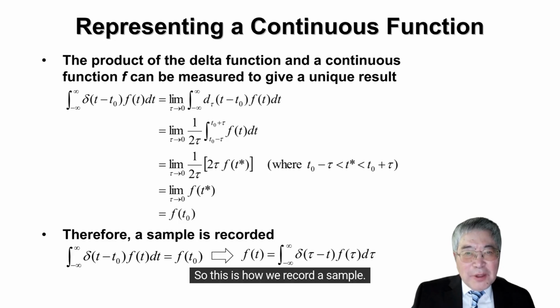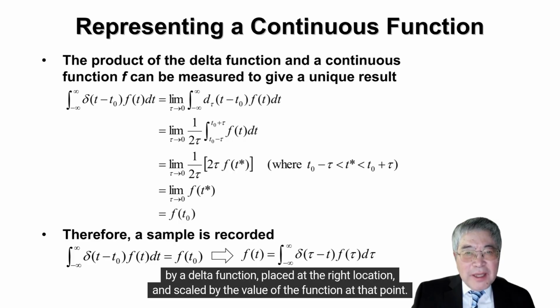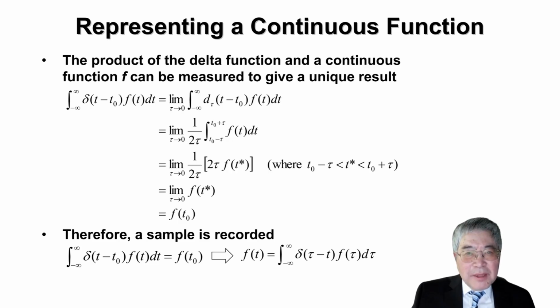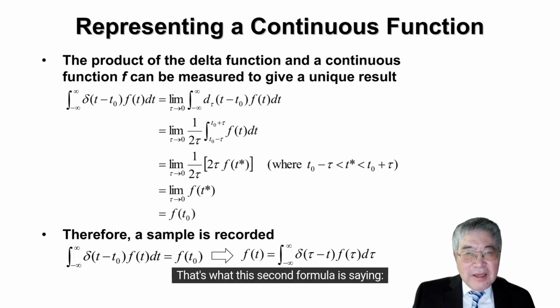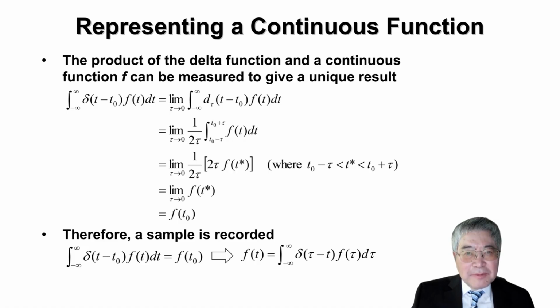So this is how we record a sample. It also leads us to a deeper interpretation. We can reconstruct the entire function f of t by summing up all these infinitesimal slices, each one represented by a delta function placed at the right location and scaled by the value of the function at that point. That's what this second formula is saying. f of t equals the integral from minus infinity to infinity of delta of tau minus t times f of tau d tau.